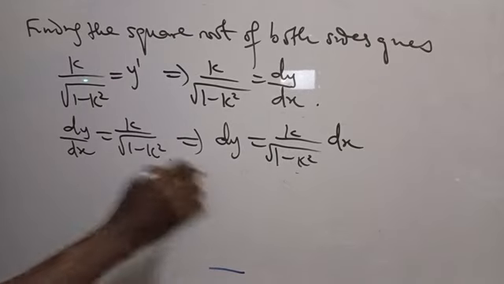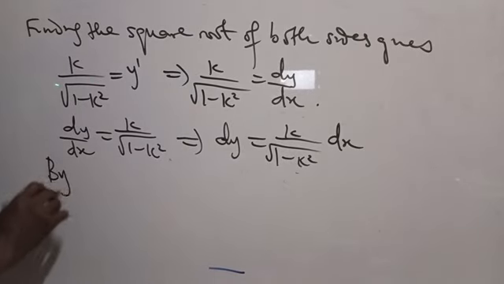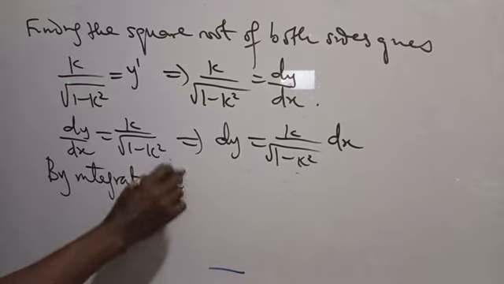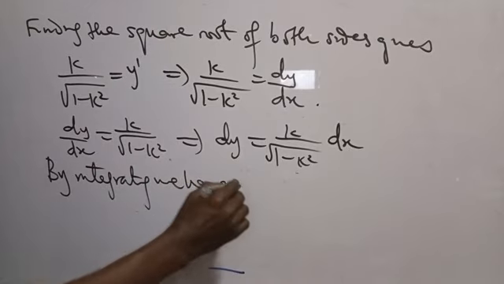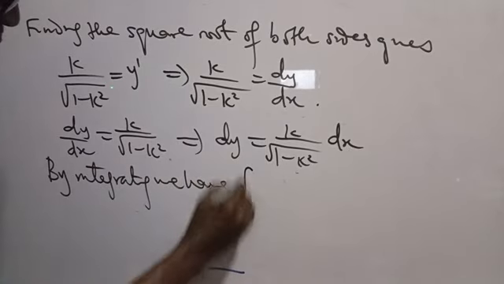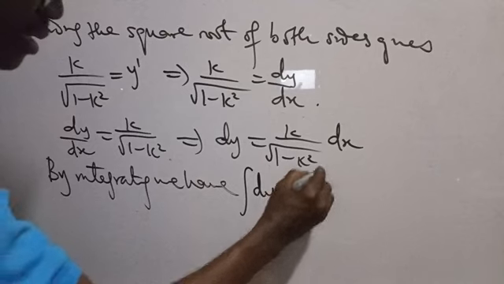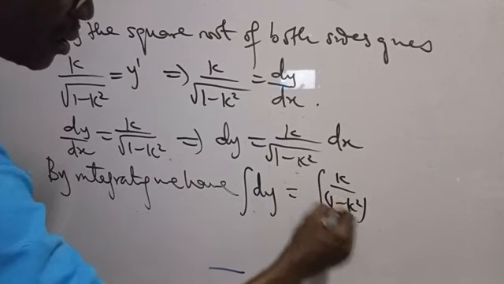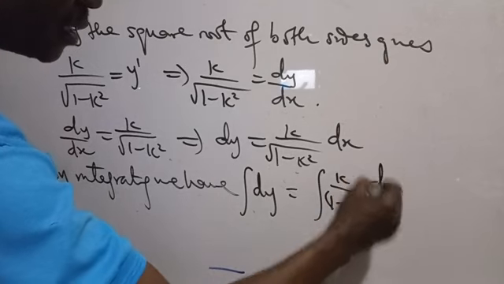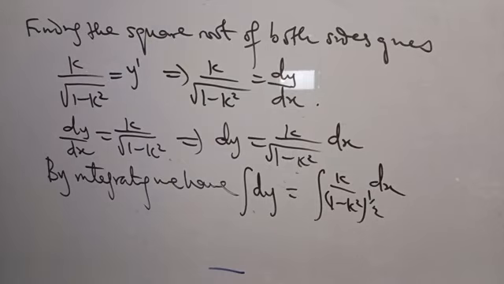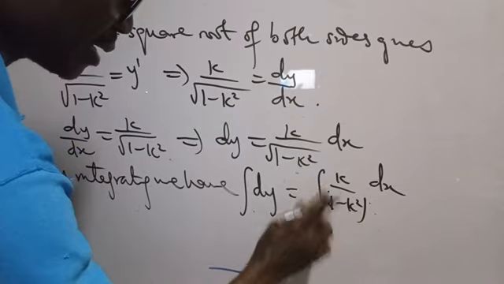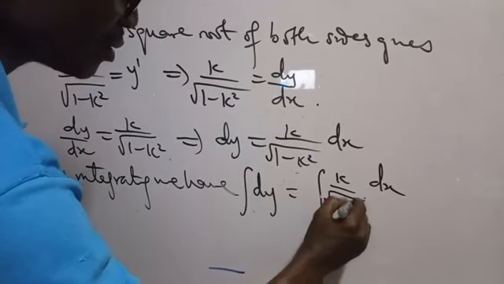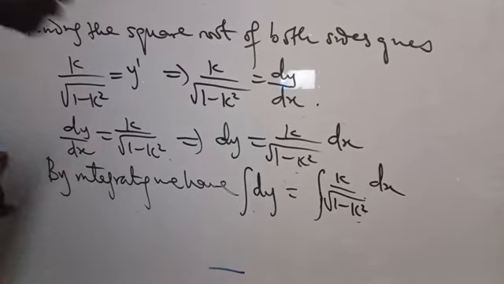So by integrating, we have y now is just, okay, let's show that the integral of dy is equal to the integral of k all over 1 minus k squared raised by half dx. Or I can better put my square root there. No problem. I put my square root there. 1 minus k squared. No problem about that.